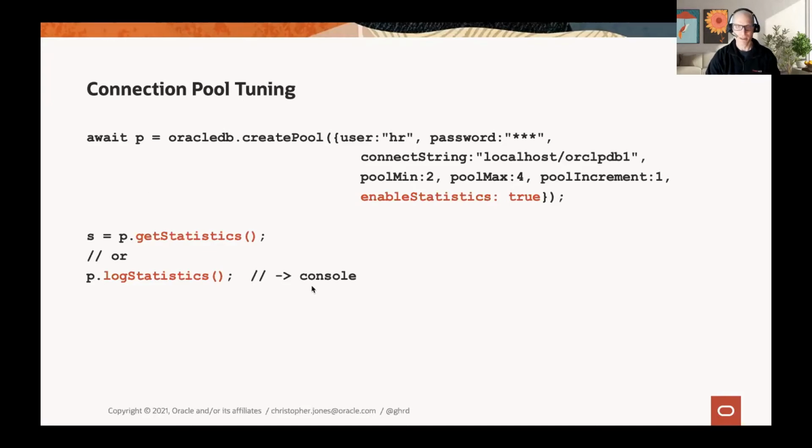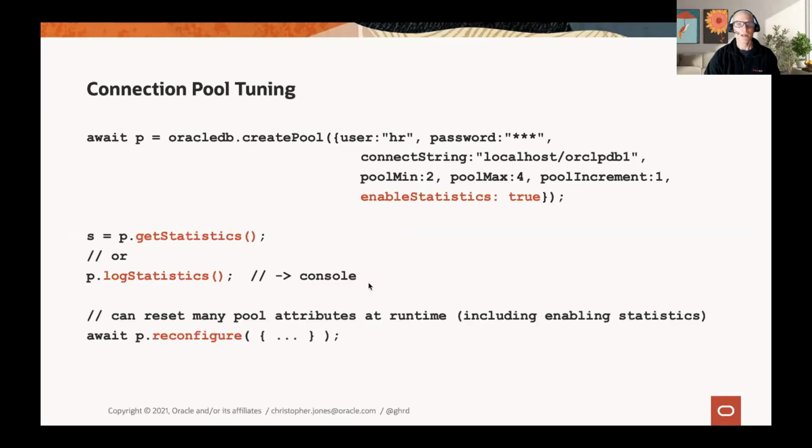You can either get them as an object and do what you like with it, or you can just dump them straight to console for ease of quick debugging. And if the pool is not sized the way you like it, or you want to change some of the other parameters, then we have a new pool reconfigure function. And you can turn statistics on and off with that, so you don't always have to have statistics enabled throughout the life of the application. In practice, we do see people run with statistics always enabled, and they just log these statistics and do whatever post-processing analysis they want later outside the application. But this is certainly useful to check that pool queue size and the pool size itself.